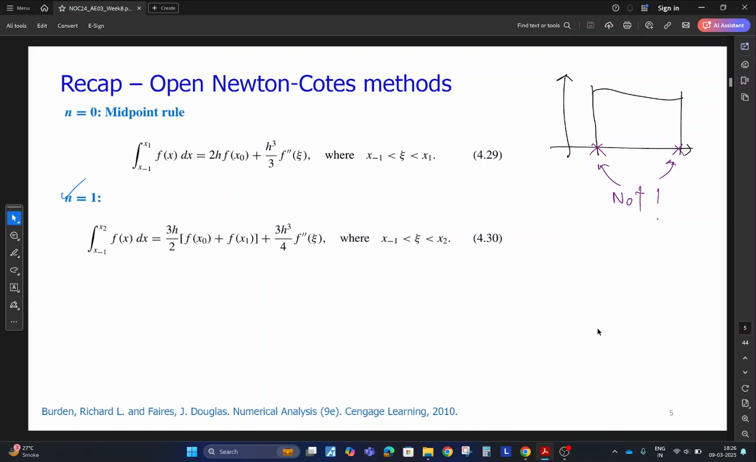adding a small amount. Similarly, when the parameter n equals 1, the formula takes the form integral from x minus 1 to x2 of f(x) dx equals 3h by 2 times f of x0 plus f of x1, plus 3h cubed by 4 times the second derivative of f at xi, where x minus 1 is less than xi, which is less than x2.